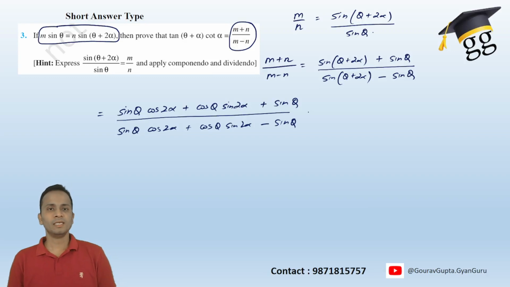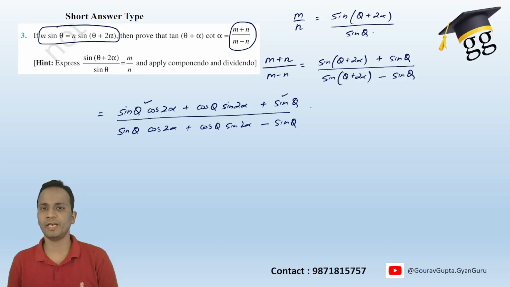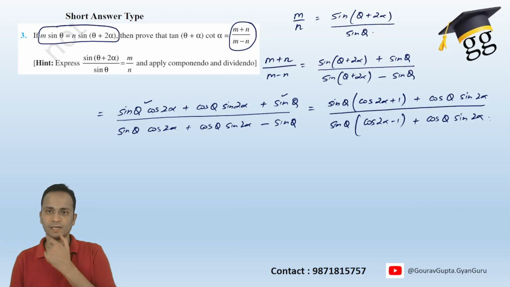Now what you can do is in the numerator, from the first and the third term you can take sin theta common, and so in the denominator. So taking sin theta common, you will be left with cos 2 alpha plus 1, and then cos theta sine 2 alpha as it is. In the denominator, do the same thing, take sine theta common, and here you will be left with cos 2 alpha minus 1 plus cos theta sine 2 alpha.